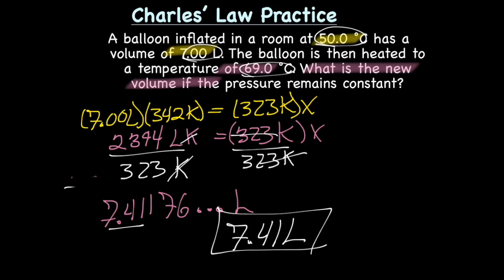Now we can check really quickly. Remember, Charles' law says that volume and temperature are directly proportional, which means if one goes up, the other one goes up, and if one goes down, the other one goes down. So we're going from 50 degrees Celsius to 69. So temperature is increasing, which means volume should also increase. And I started out with 7 liters and I'm at 7.41 liters, so we probably did it right.